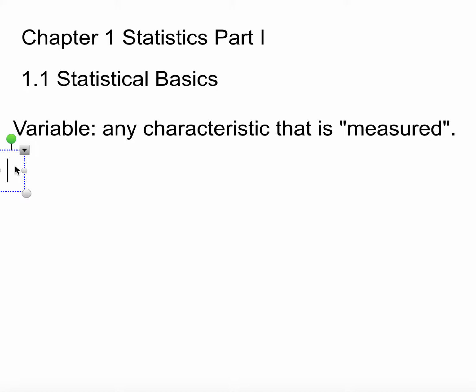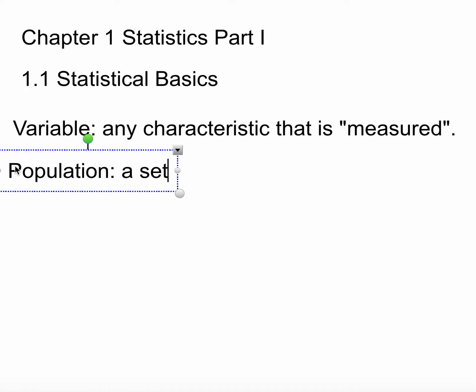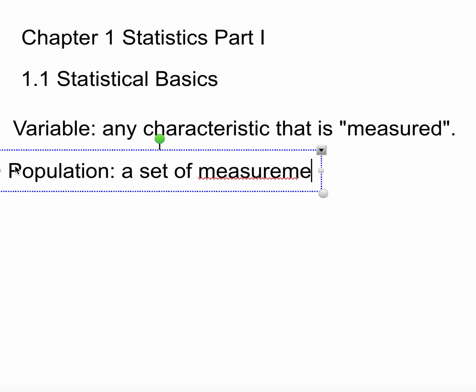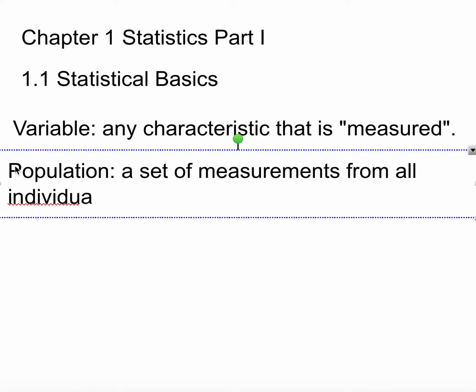Once I have this variable that I'm going to measure, I need to know what group I'm measuring it from. And that is what is called the population. Now, population, you think of a population in your life as being a person or a collection of people, but that's not what a population is in statistics. In statistics, a population is a set of measurements from all individuals or objects.